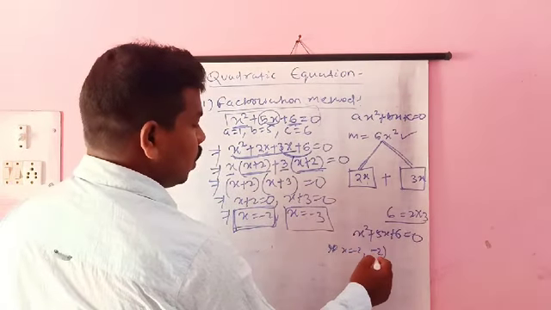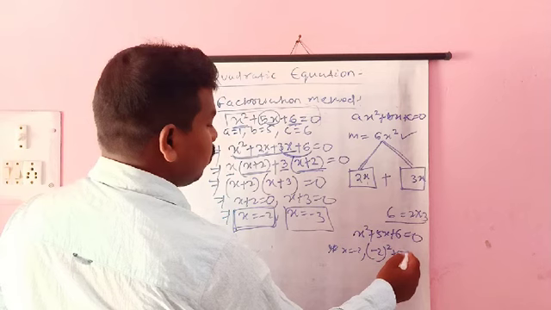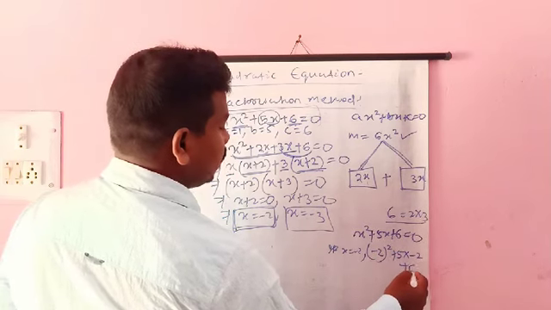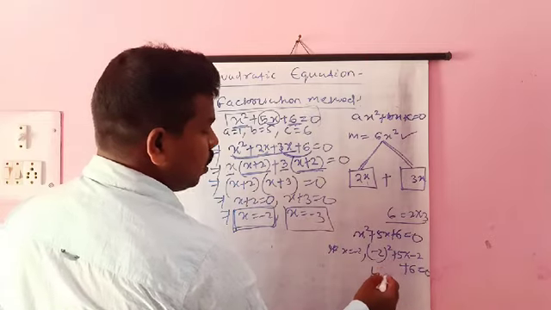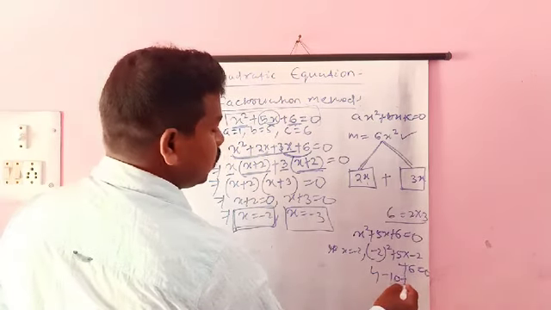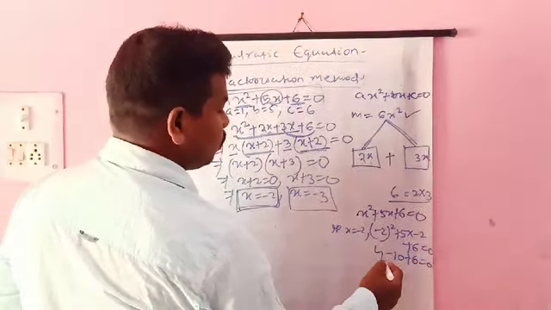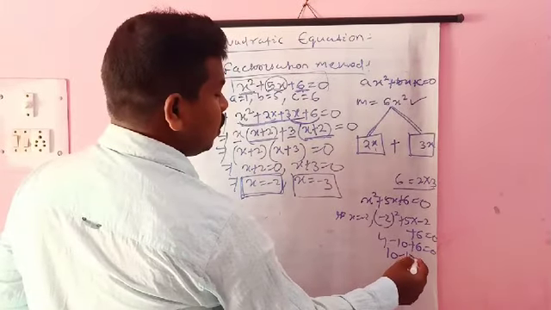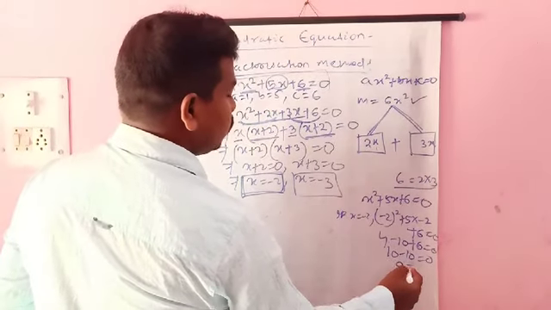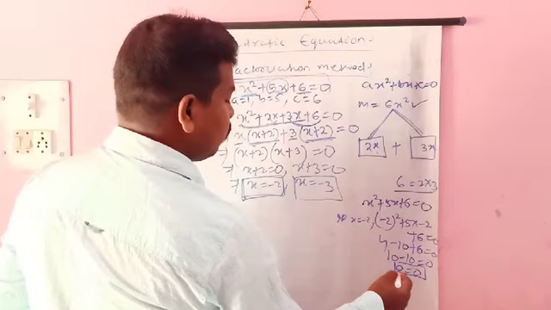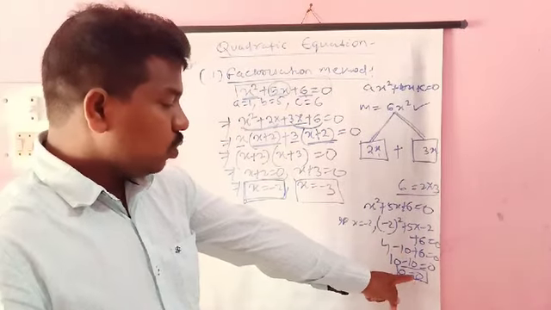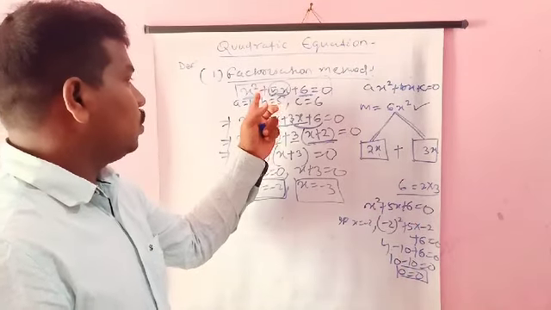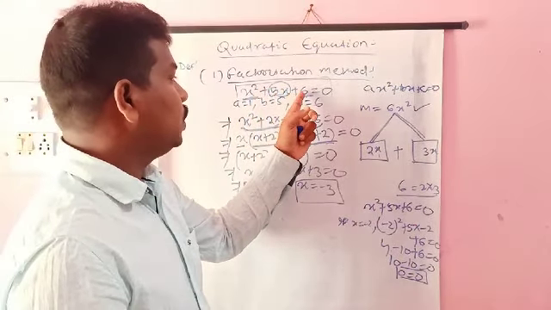So minus 2 square plus 5 into minus 2 plus 6 equal to 0. Minus 2 square means 4, 5 into minus 2 equal to minus 10, plus 6. So 6 plus 4 equal to 10, minus 10 equal to 0. That means 0 equal to 0. So left hand side equal to right hand side, that is equal to 0. So it satisfies the quadratic equation x square plus 5x plus 6 equal to 0.